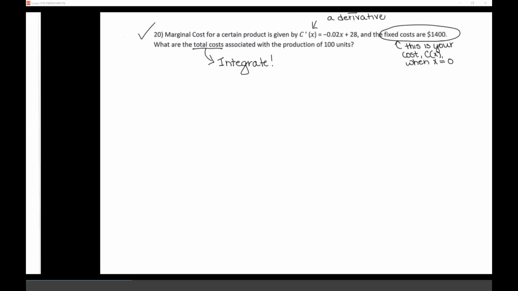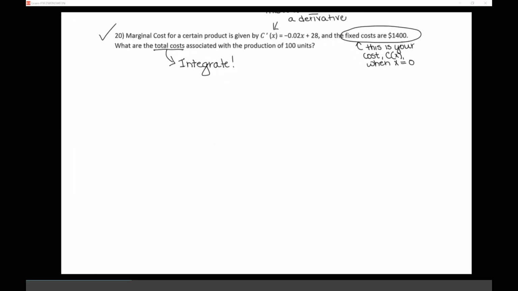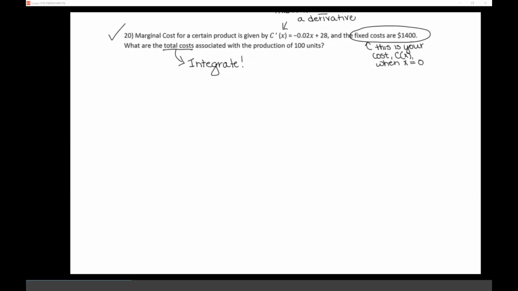They don't give me bounds. They're not asking me for a particular value of costs. They want a function. So it's an indefinite integral.